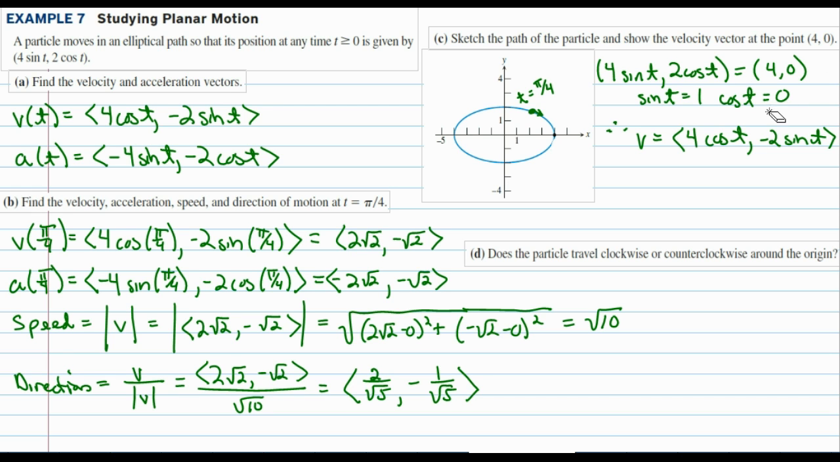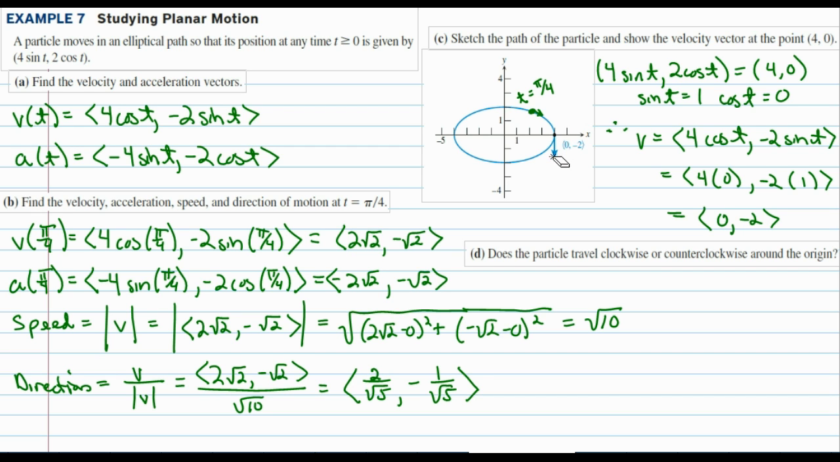I could figure that out too, but instead, I'm just going to do a little simpler version. I'm going to plug in 0 for the cosine of t, and 1 for the sine of t. And that gets me the final velocity vector of (0, -2). That vector is at the point (4, 0), so whatever time that was, and it's going (0, -2), so it is vertically straight down.